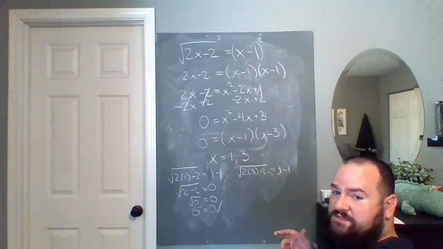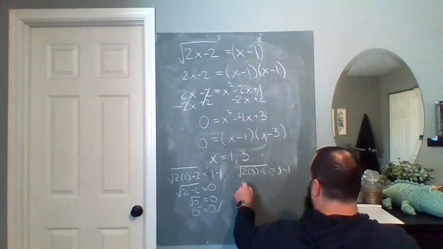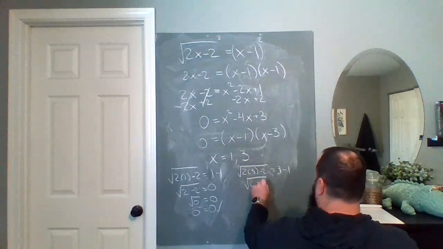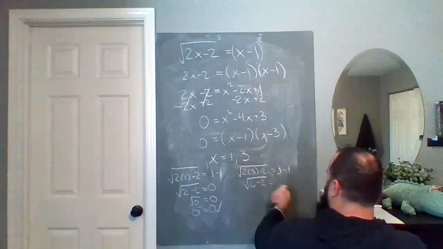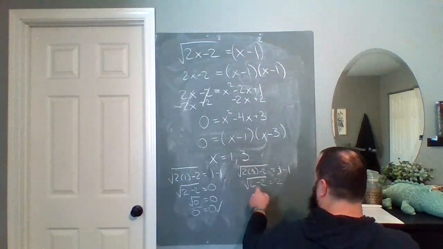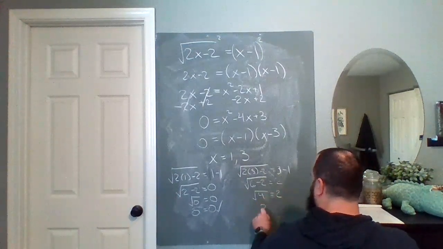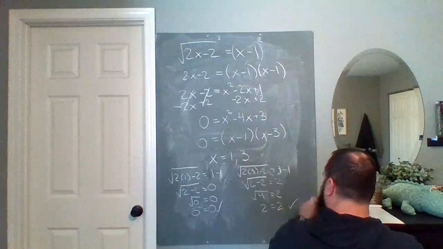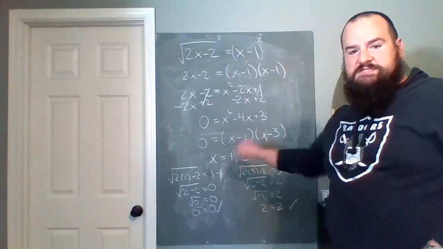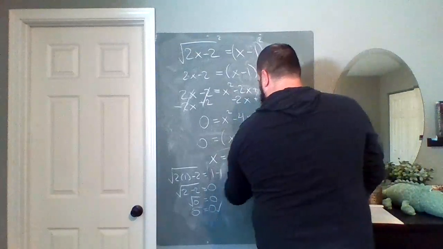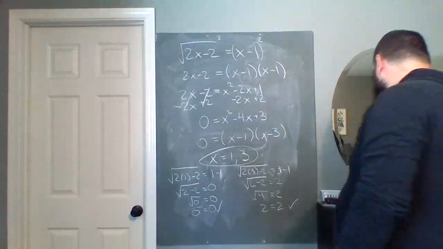So we have the square root of 2 times 3 minus 2 equals 3 minus 1. So 6 minus 2, because 2 times 3 is 6. 3 minus 1 is 2. 6 minus 2 is 4. Square root of 4 is 2. So 2 equals 2. Bam. Both of these are our solution. All right, we're getting there.